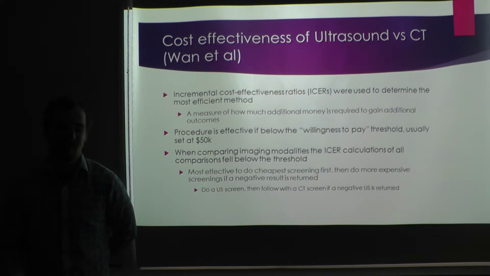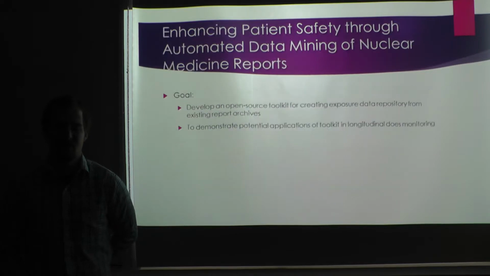So that means the most cost-effective way to do it is to choose the cheapest screening first and then use more expensive screenings if the first screening comes back as a negative. So first do an ultrasound, then do a CT if a negative ultrasound is returned.